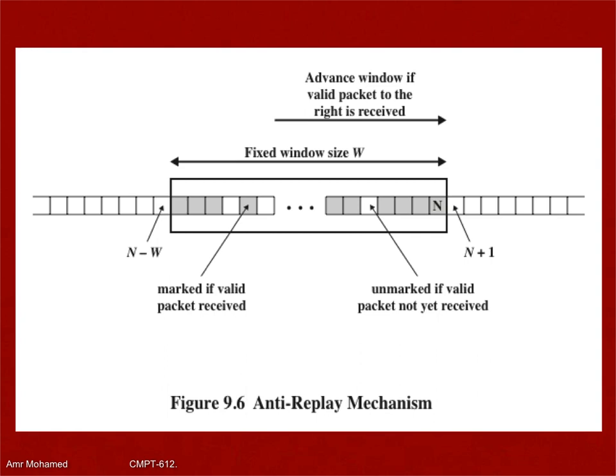So this is the window mechanism, which is used for anti-replay mitigation. For any window technique, we have some packets before the window, and some packets inside the window, and the packets inside the window are divided into two parts. There are some packets which are marked as received, and some packets which are marked as not received. And there are some packets which are supposed to be in the future, which is after the window.